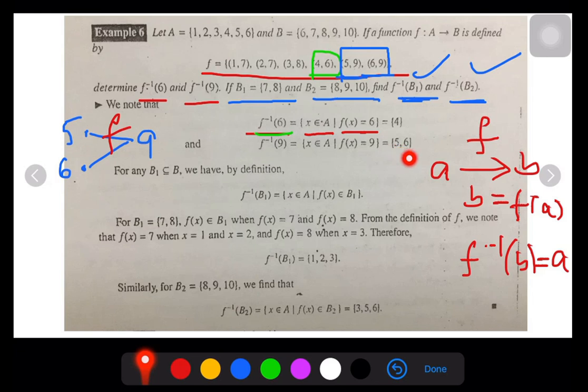In a similar way, you need to find it for the subsets also. A subset is not a single element, it's a collection of elements. The way I have shown for a single element, you have to do for all these elements. Take B1 first, check for its elements, and combine all the solutions. That will be the answer. Similarly, do it for B2. And I want you to try it by yourself.